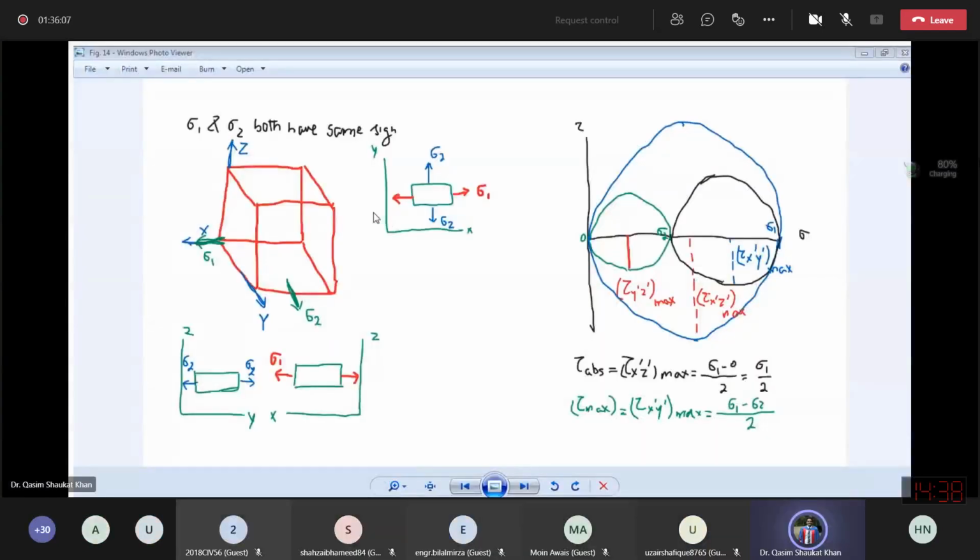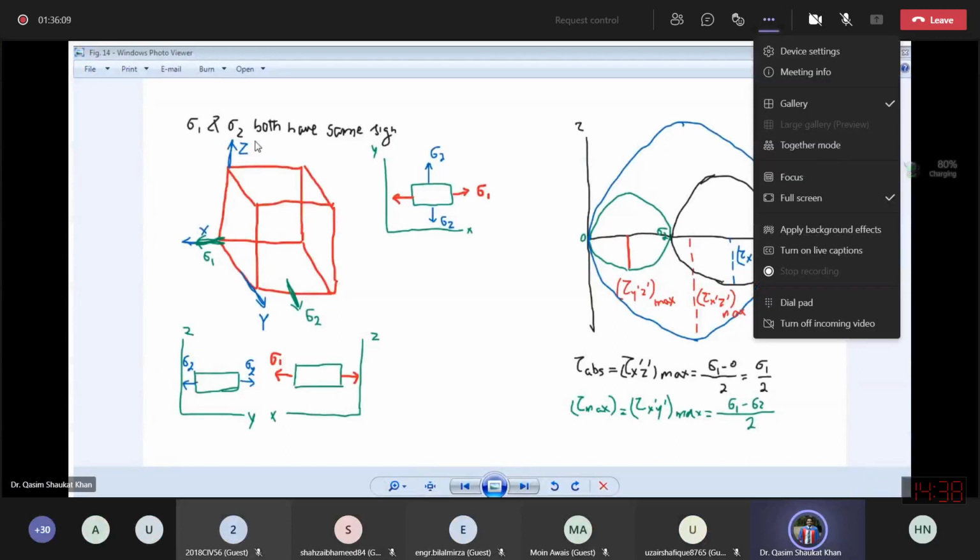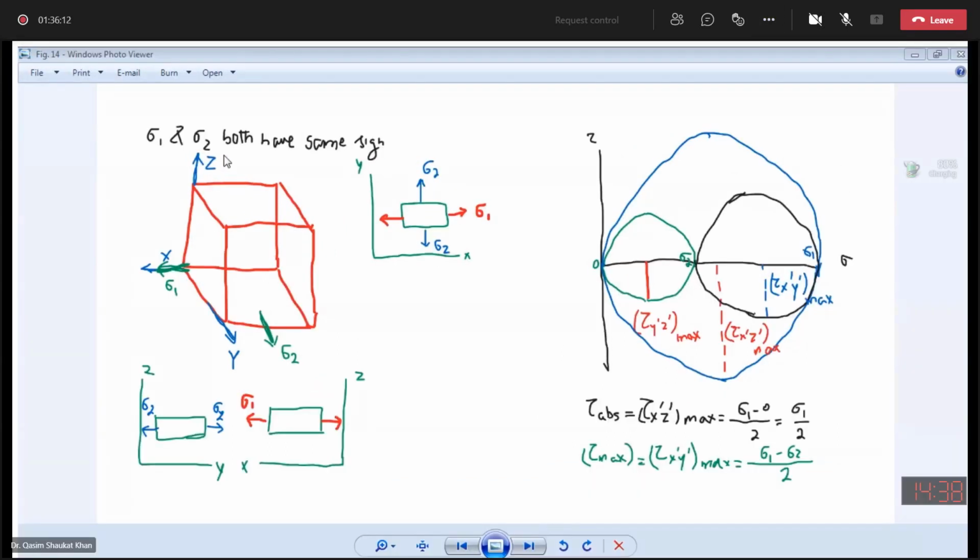Okay, so this is case one in which both of your principal stresses, sigma 1 and sigma 2, have the same sign. In this case they are positive, so first you have to draw this three-dimensional figure in two dimensions. You have to show yz, xz, and xy. In yz you only have sigma 2, whereas in xz you only have sigma 1, and in xy you have sigma 1 and sigma 2.